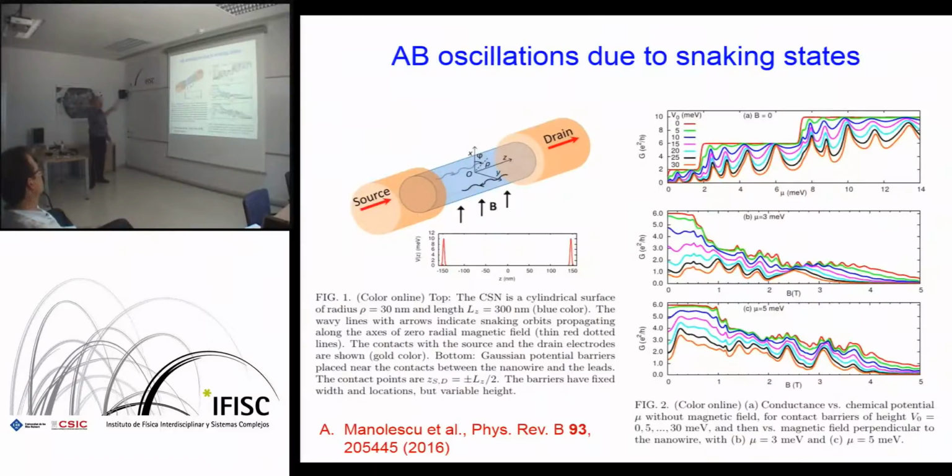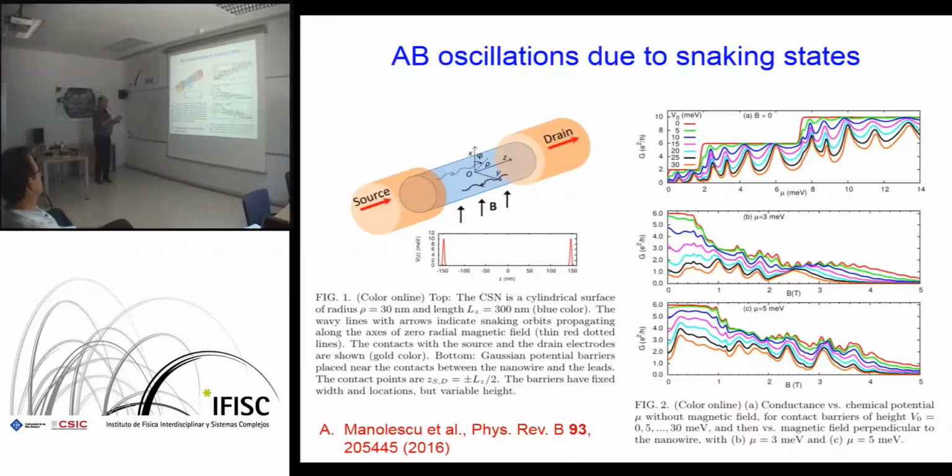And we get some oscillations which show in the conductance versus magnetic field, with a period in magnetic field which corresponds to the flux quanta, where the flux is the magnetic field times the projected area, so the length times 2 radius. And this is with a magnetic barrier.